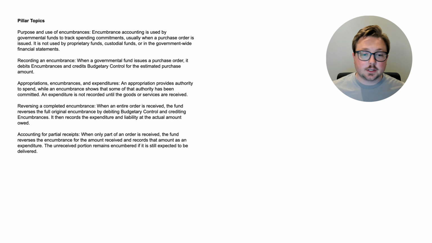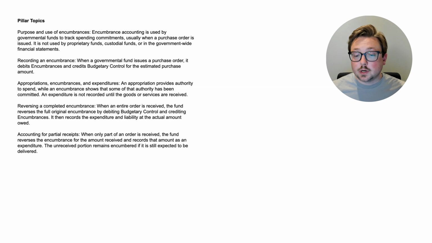Next, there's appropriations, encumbrances, and expenditures. We need to make sure we understand the difference there. An appropriation provides authority to spend, while an encumbrance shows that some of that authority has been committed. So an encumbrance is almost a piece of appropriation, but again, it's not the same thing. An expenditure is not recorded until the goods or services are received. Remember, expenditures are essentially an expense, just with a different name, when it comes to governmental fund accounting.